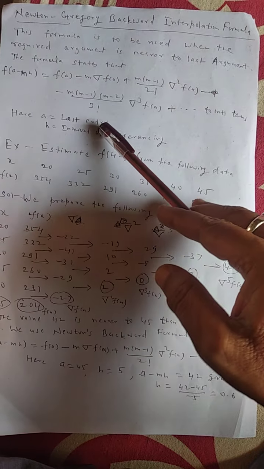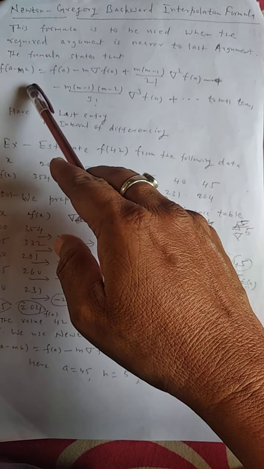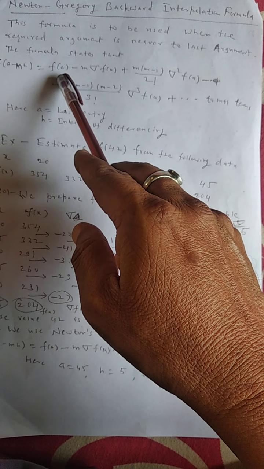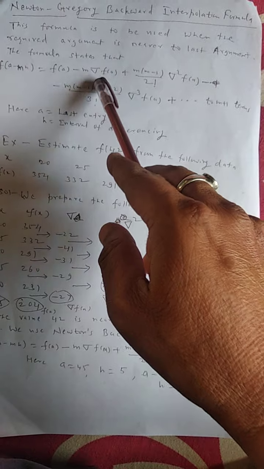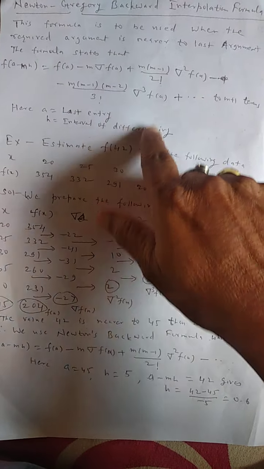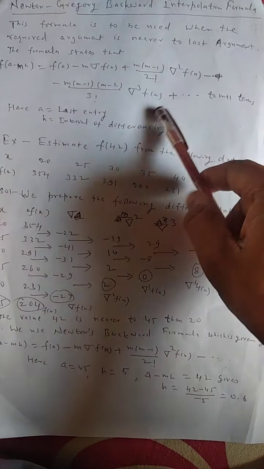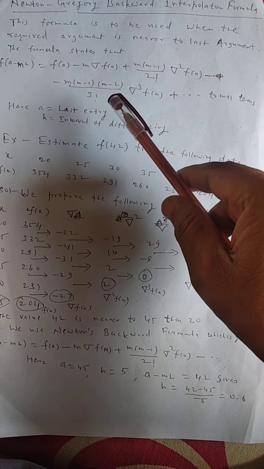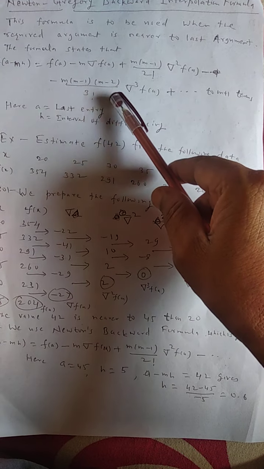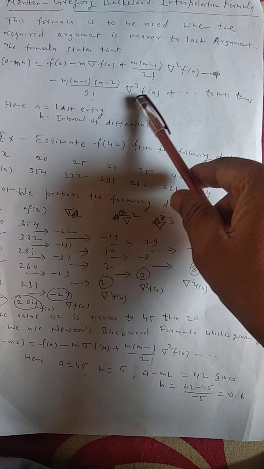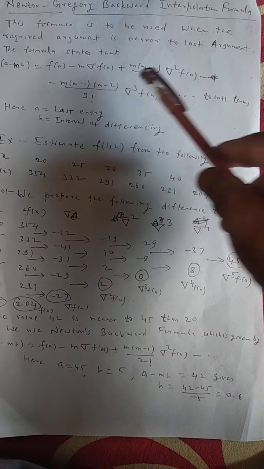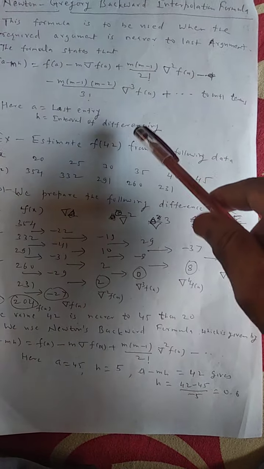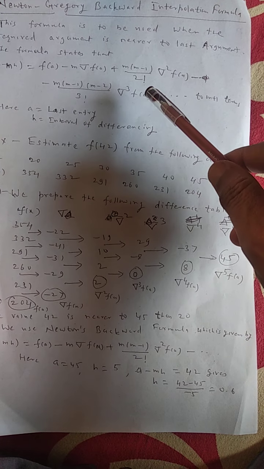So the formula states that f of a minus mh is equal to fa minus m del fa plus m into m minus 1 divided by 2 factorial del square fa minus, and so on. Then minus m into m minus 1, m minus 2, 3 factorial del cube fa plus, and so on. So, alternate positive and negative terms are there.